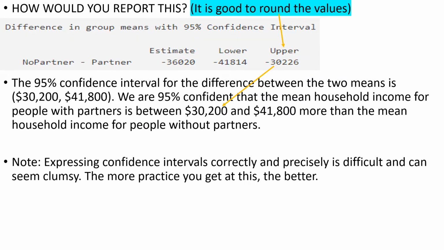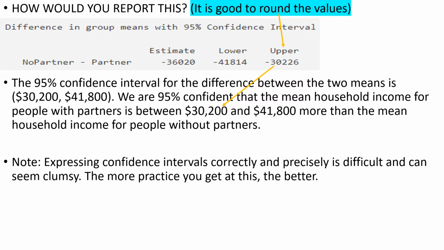Okay, people, it's always good to round the values, as you will see I'm doing. So the 95% confidence interval for the difference between the two means is 30,200 and 41,800. So that's our confidence interval. You know how we write it down. We are 95% confident that the mean household income for people with partners is between 30,200 and 41,800 more than the mean household income for people without partners.